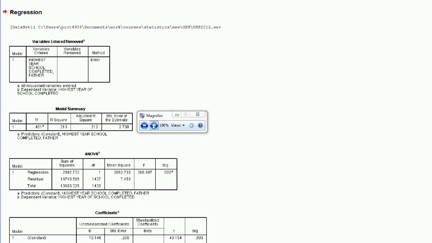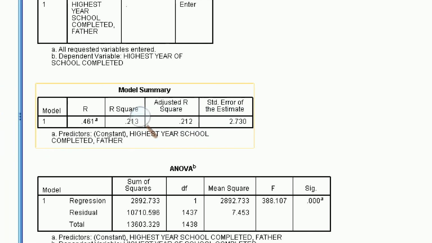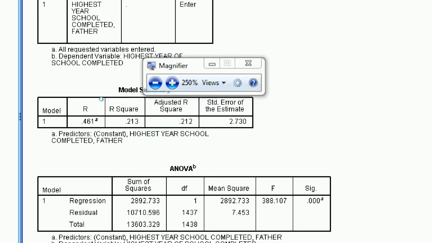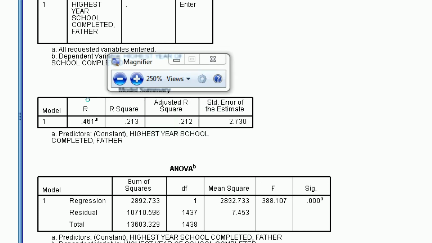Okay, so let's first take a look at this part of the results. We see here that the R-square value is equal to 0.213, and that tells us that about 21% of the variation in the dependent variable, more specifically 21.3% of the variation, is explained by the independent variable. Put differently, about 21% of the variation in education is explained by father's education.